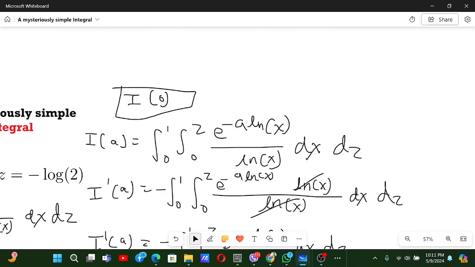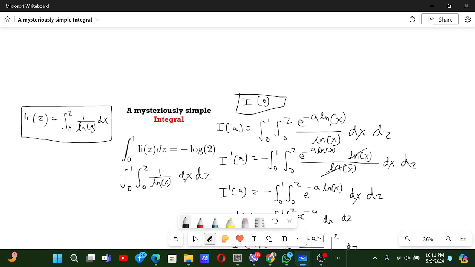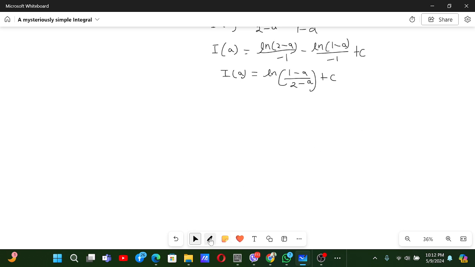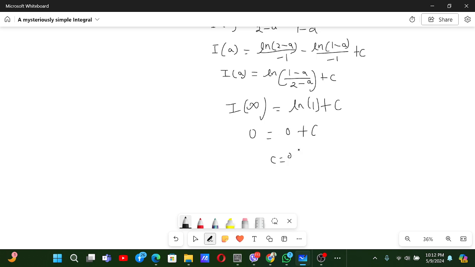Now to find c, notice that when a goes to infinity, the numerator goes to infinity, so the integral also goes to 0. We know that I of infinity is 0, so we'll use this fact. Over here, I of infinity is just ln of minus infinity by minus infinity, which is ln of 1, so ln of 1 plus c, that is 0, equals 0 plus c. This implies that the constant c is 0. That's why I of a is just ln of 1 minus a by 2 minus a plus 0.